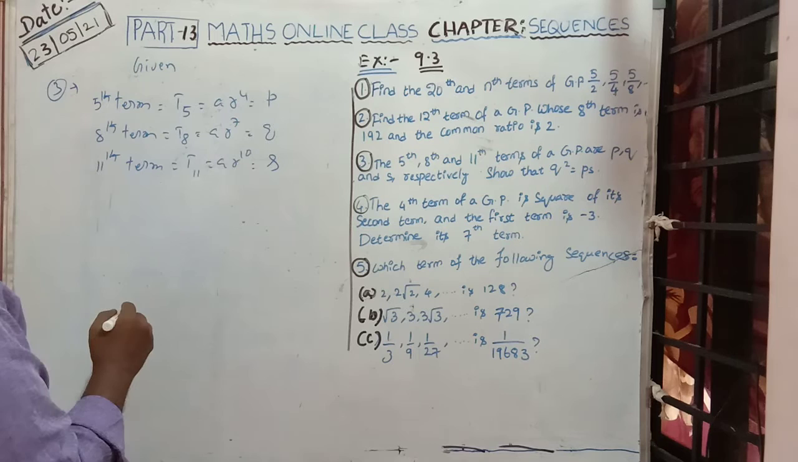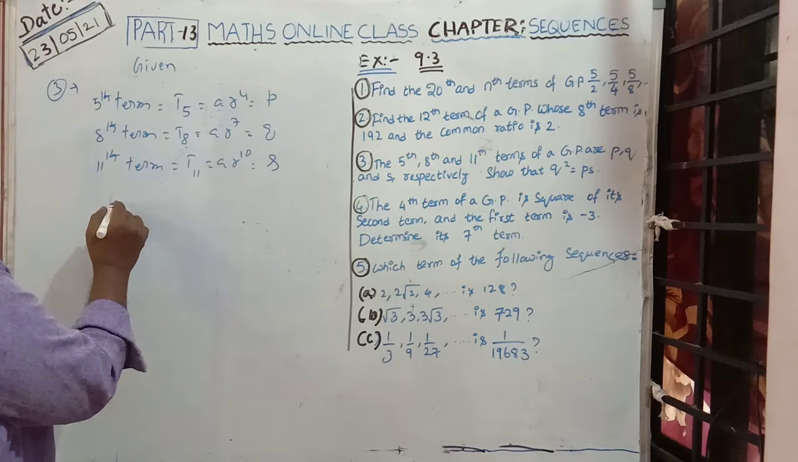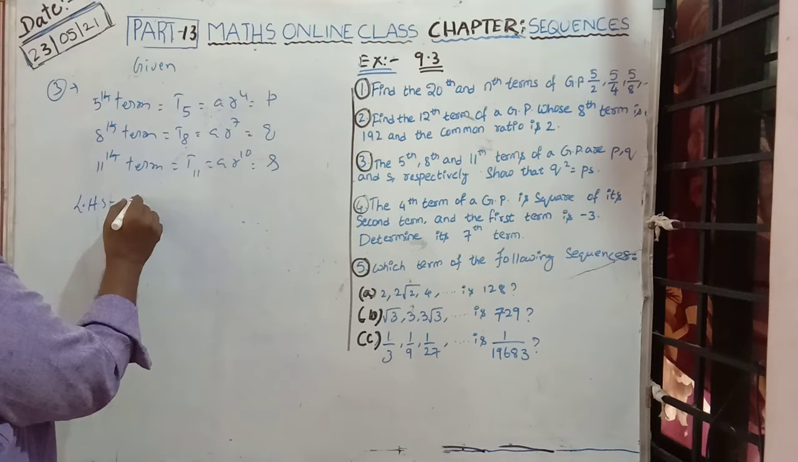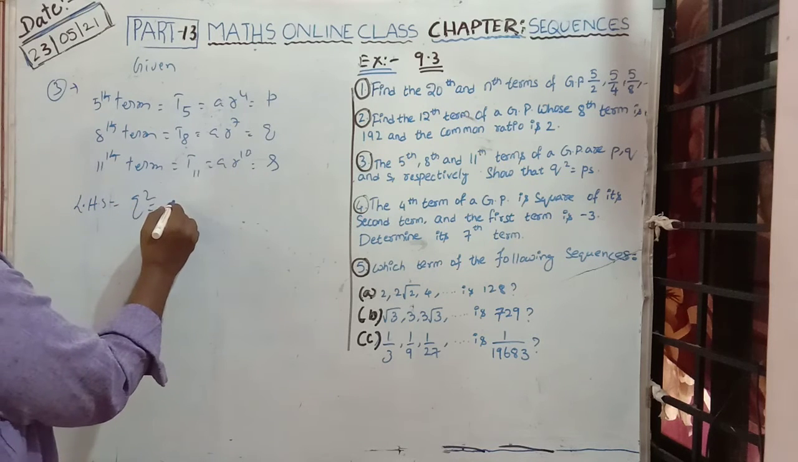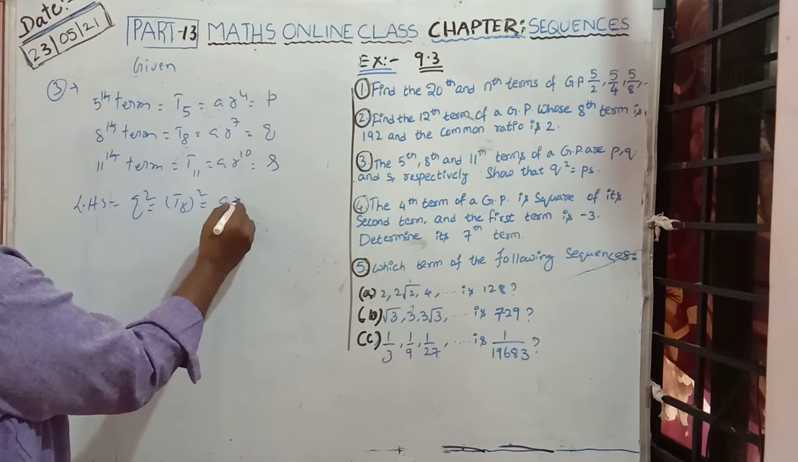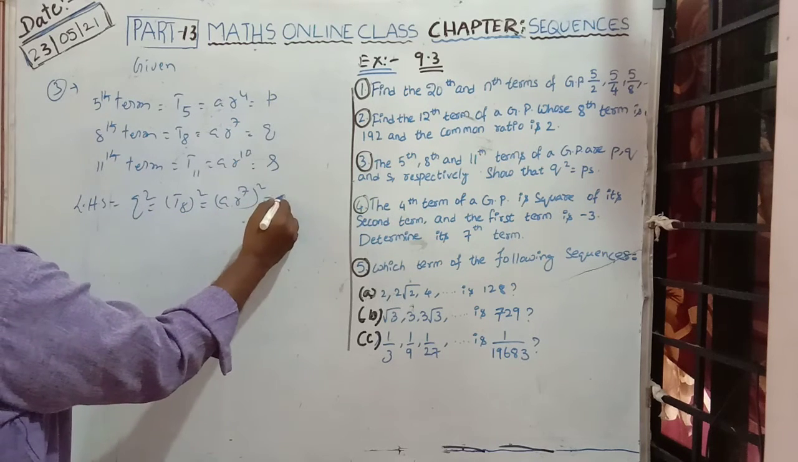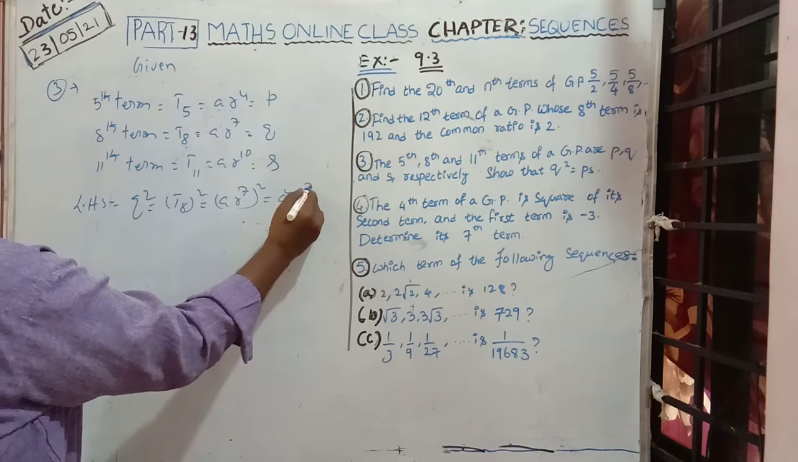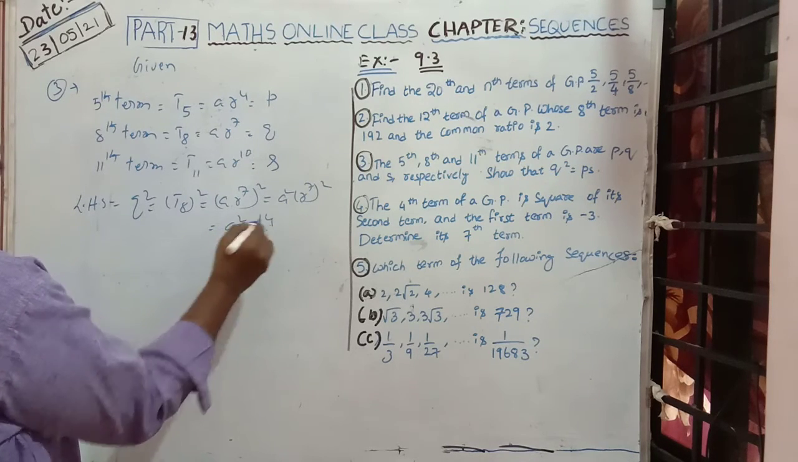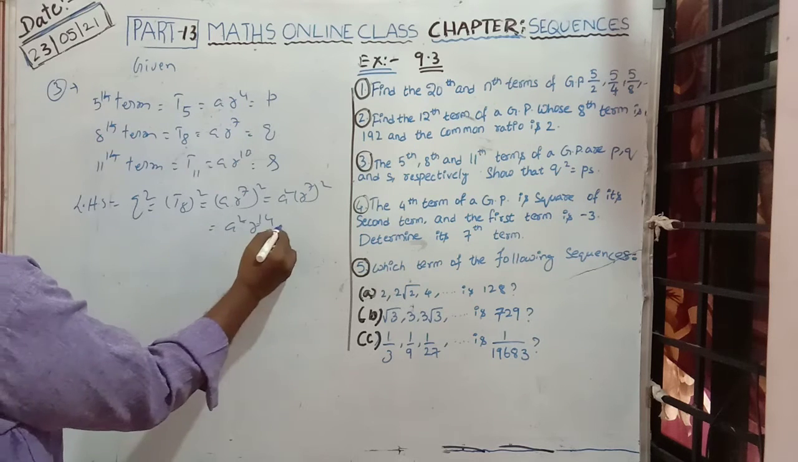Now you see, LHS is equal to Q square. What is Q square? T8 square. That means A R power 7 whole square. That is A square R power 7 square, that is A square R power 14. This is the LHS.